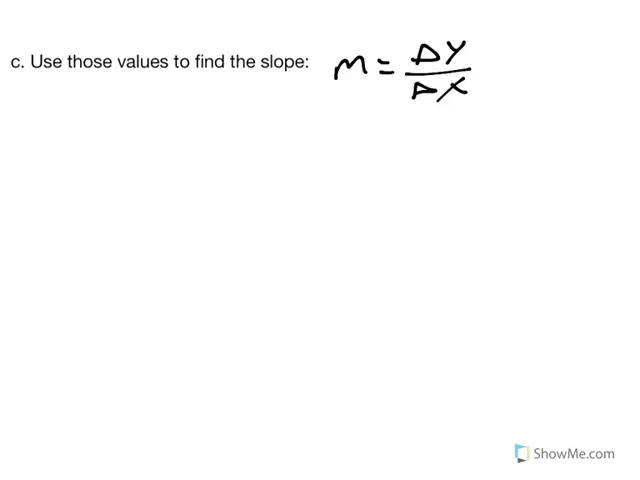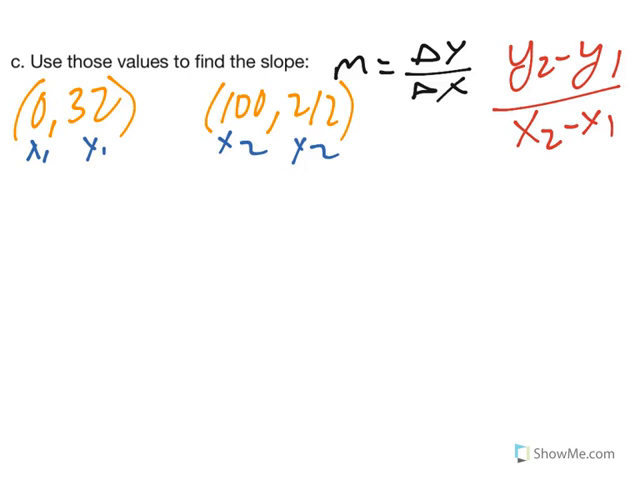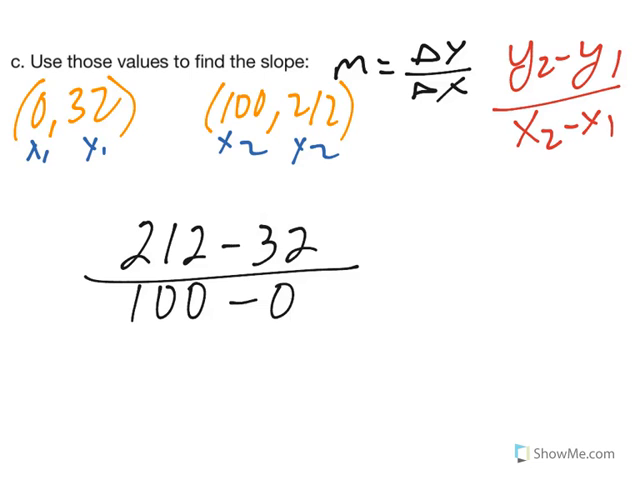So let's use those values to find the slope, remembering that the slope is change in y over change in x, which we can say is y2 minus y1 over x2 minus x1. So if my two ordered pairs are 0, 32, and 100, 212, I'm going to say x1, y1, x2, y2, and I'm going to go with 212 minus 32 over 100 minus 0. Simplified out, I get 180 over, excuse me, over 100. Forgot a 0. You can go ahead and just divide that and get an answer of 1.8.